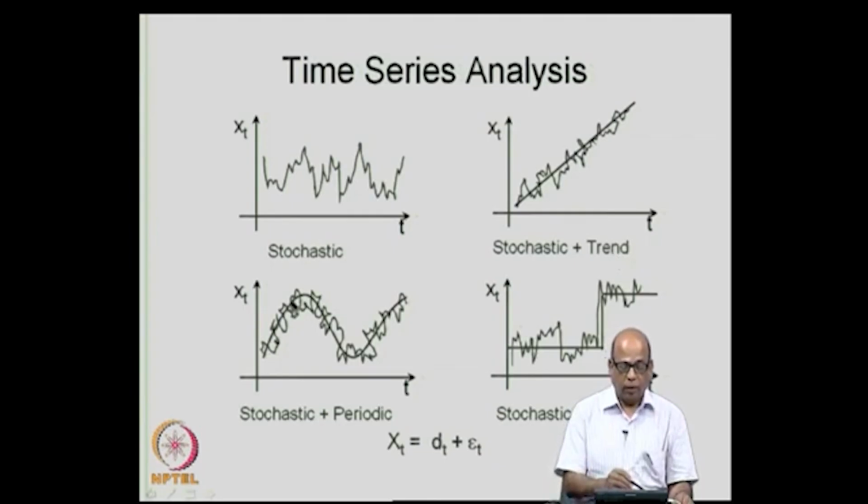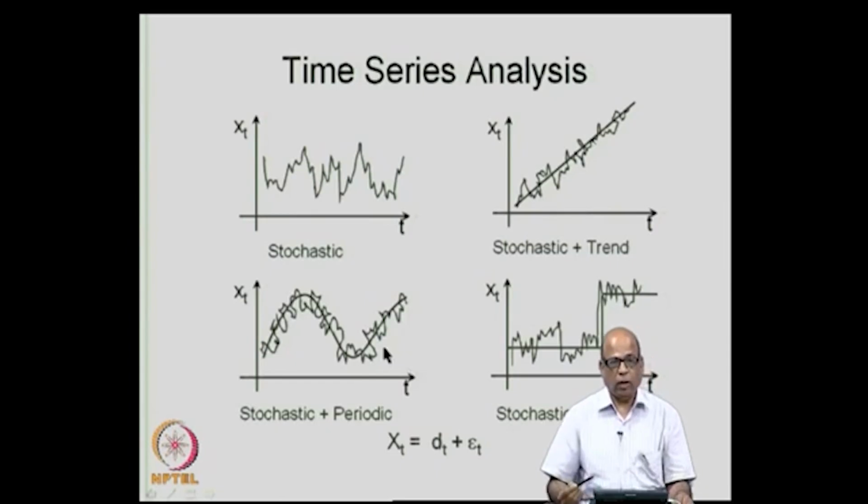Then you may have a periodic component, and the values are randomly fluctuating. So, you have a stochastic component around a periodic component. If you look at, let us say, monthly stream flows at a particular location in monsoon regions like ours, then you may have such periodic components prominent in that.